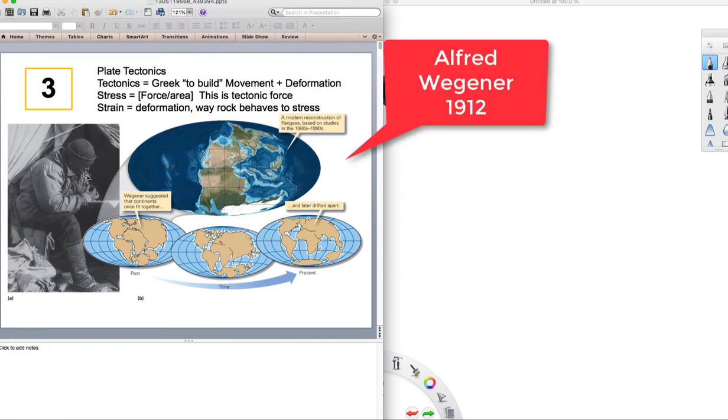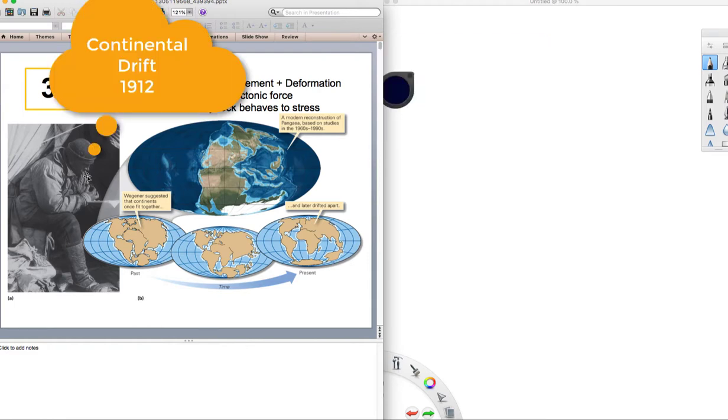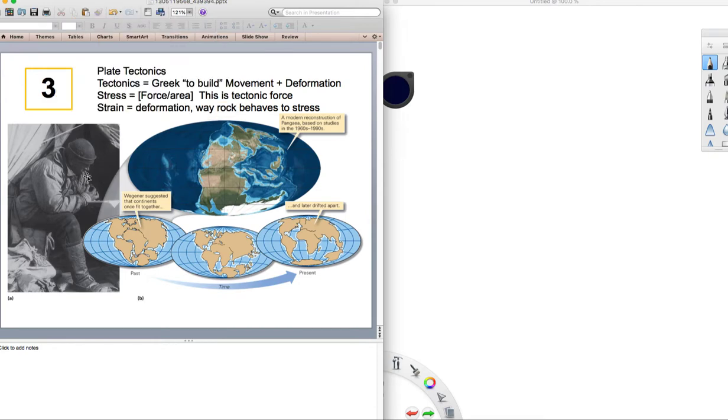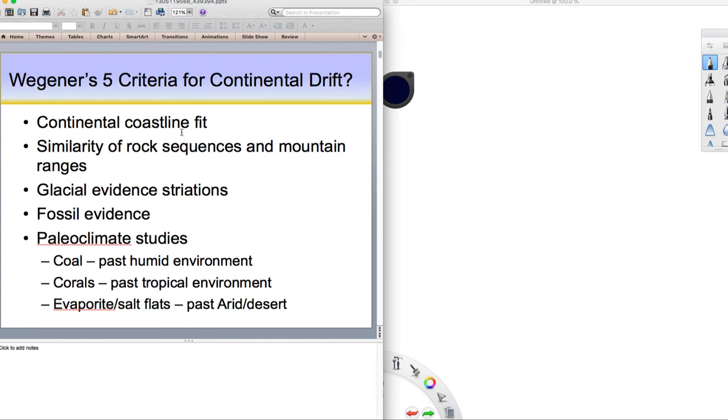So here's a picture of Alfred Wegener in 1912, who proposed this idea of continental drift, that somehow the continents were assembled together in a supercontinent that he called Pangaea, and he had quite a bit of evidence for that. In fact, he had 5 criteria. The first one is the coastline fit. Then he looked at rock records across ocean basins, especially in South America and Africa. You notice that the same rock sequence of strata in the same order occurred on either side of the ocean basin. There was strong glacial evidence.